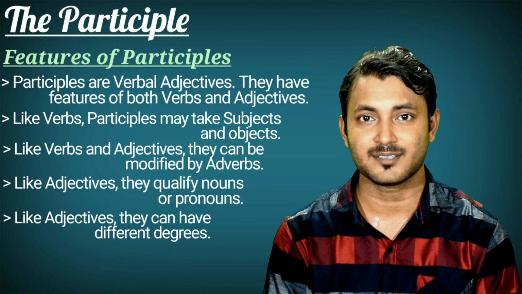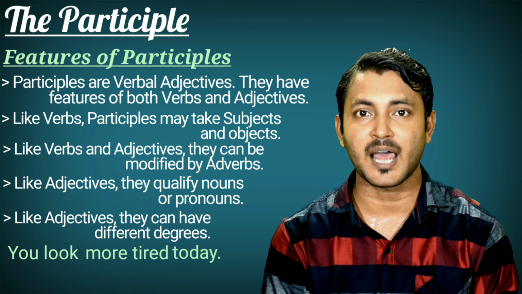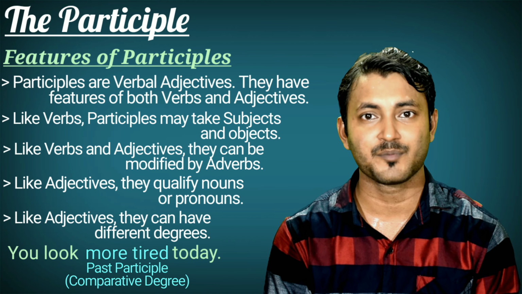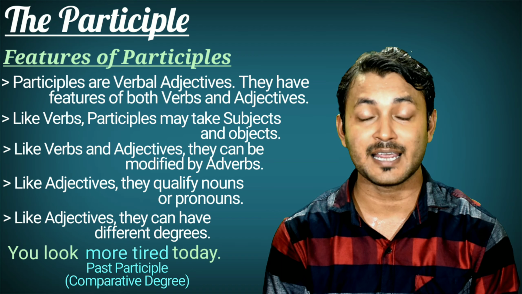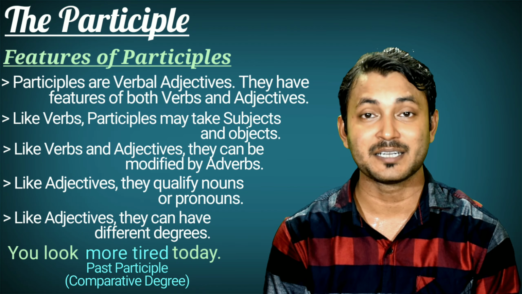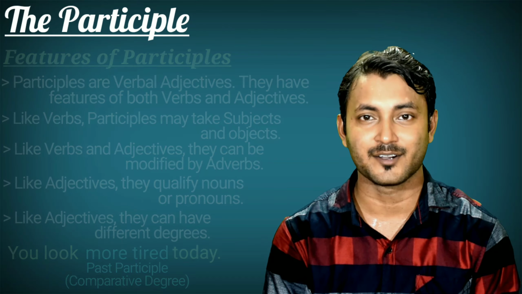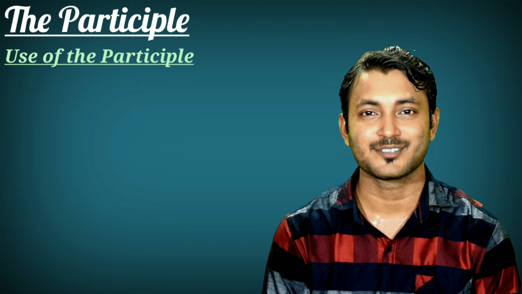Like in the sentence, you look more tired today. Here tired is the past participle form of the verb tire used as an adjective in this sentence. But its comparative form has been used here, more tired. Now let us learn how participles are used in sentences.